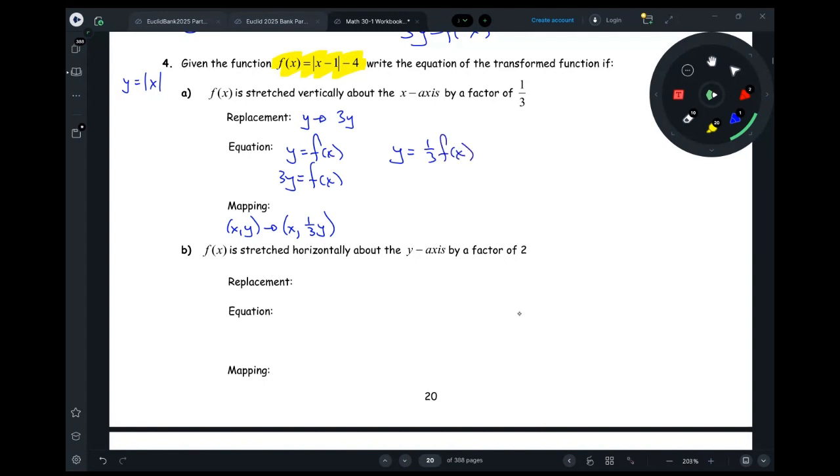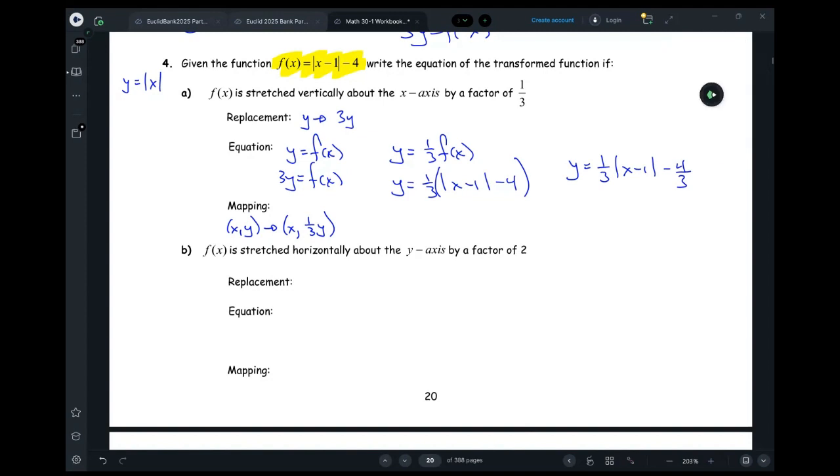Now, what I tend to see students do is this, which is incorrect. Okay? And it's incorrect because I was multiplying the f of x by 1/3. And when I did the substitution, now I'm multiplying just the absolute value of x minus 1 by 1/3, not the negative 4. I need parentheses for this to work properly. It needs to be the whole function that I'm multiplying. And then what you might do is distribute that 1/3 through. And so you get that as your expression right there.